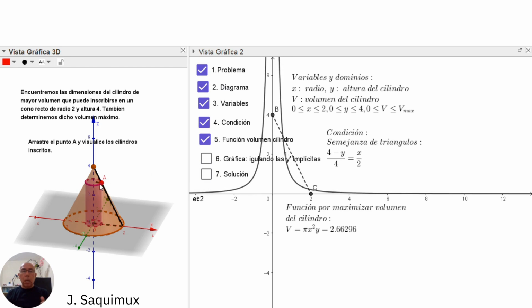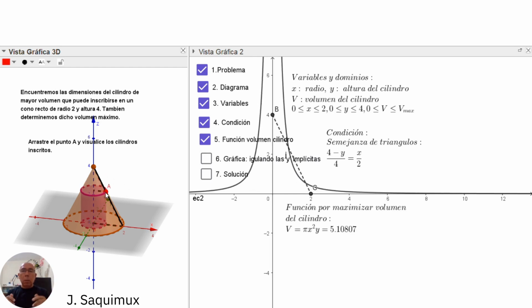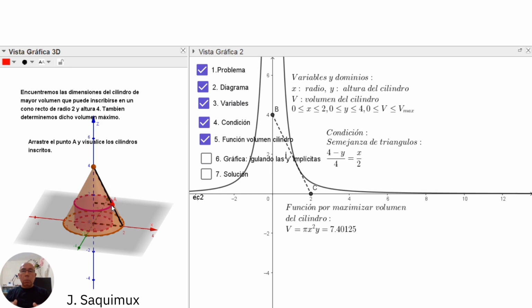For a given volume, we have the implicit curve in the first quadrant. By dragging point A, we notice that when the implicit volume curve tends to be tangent to the dotted segment of the condition, the volume tends to reach its maximum value. We intuit that when the cylinder's volume reaches its maximum value, the implicit curves of the condition and the function to be optimized must be tangent. They must share the same tangent line. That is, their implicit derivatives with respect to x must be equal at that point.